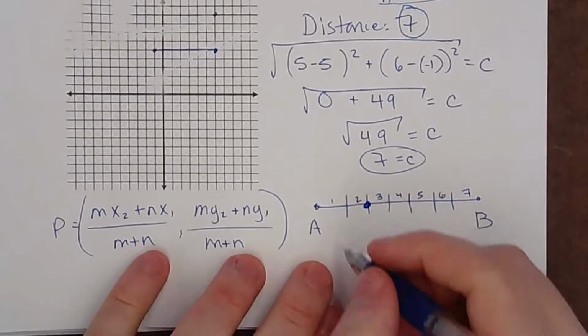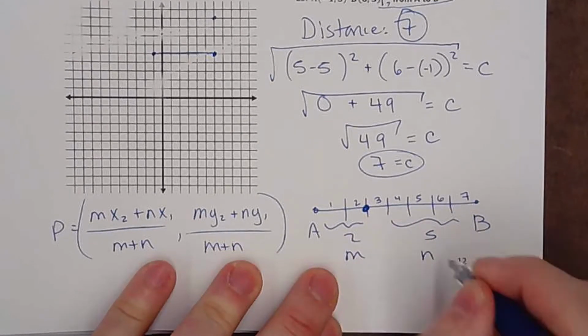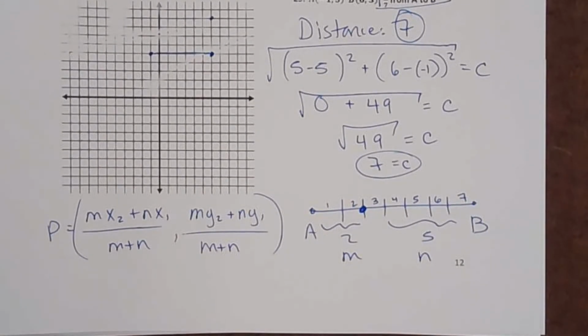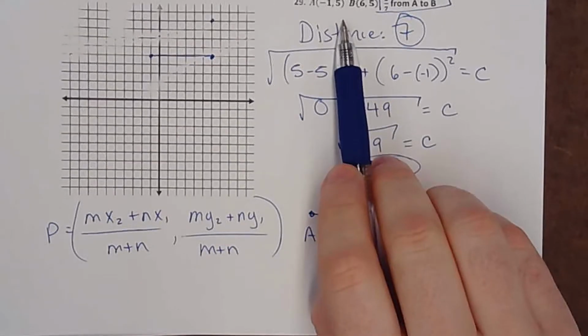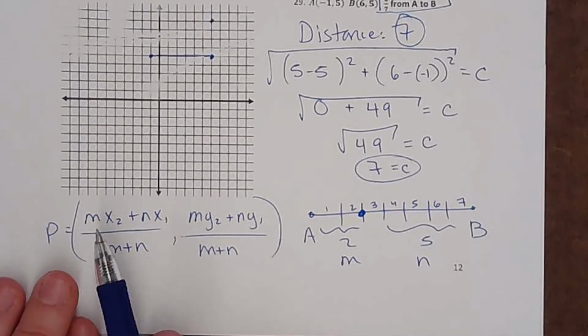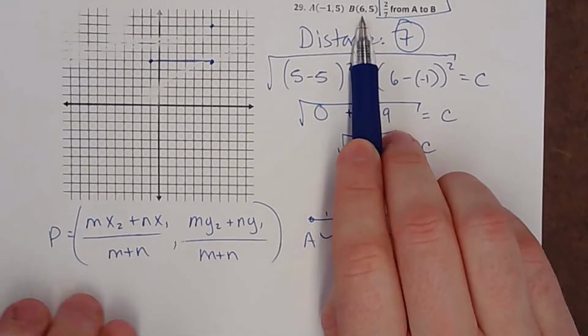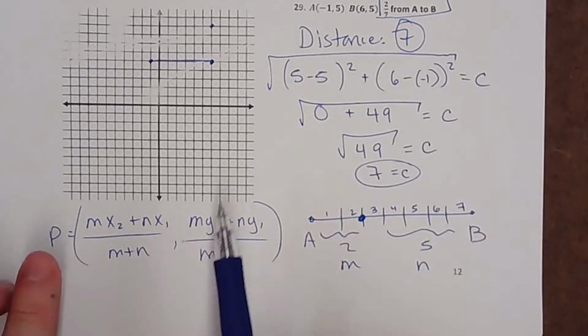Okay. So over here we have 2, and over here we have 5, and that's our m and that's our n, and you could plug those in. Your x's and your y's are just your coordinates. So you can plug that in and figure it out. Make sure you do x2 first. x2 is 6, the value of B. And y2 is 5. Make sure you do the second one first.